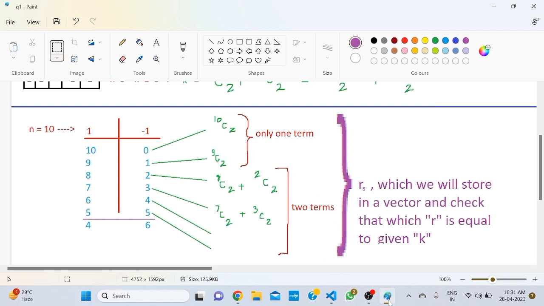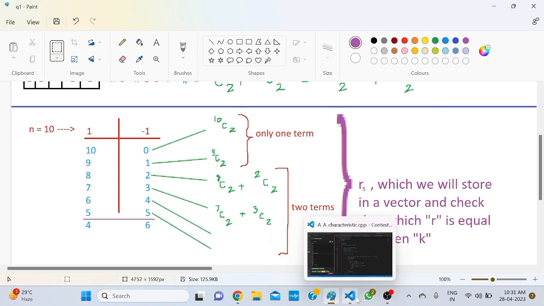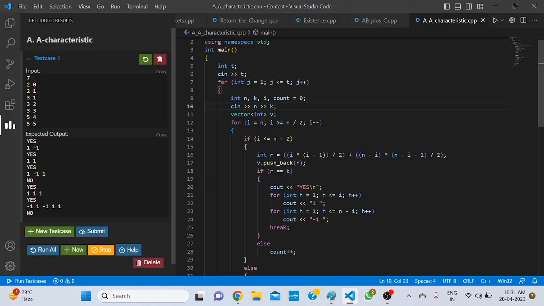So we have written here iC2, which is i into (i minus 1) by 2, and (n minus i)C2 means (n minus i) into (n minus i minus 1) by 2. And we will store this r in the vector.